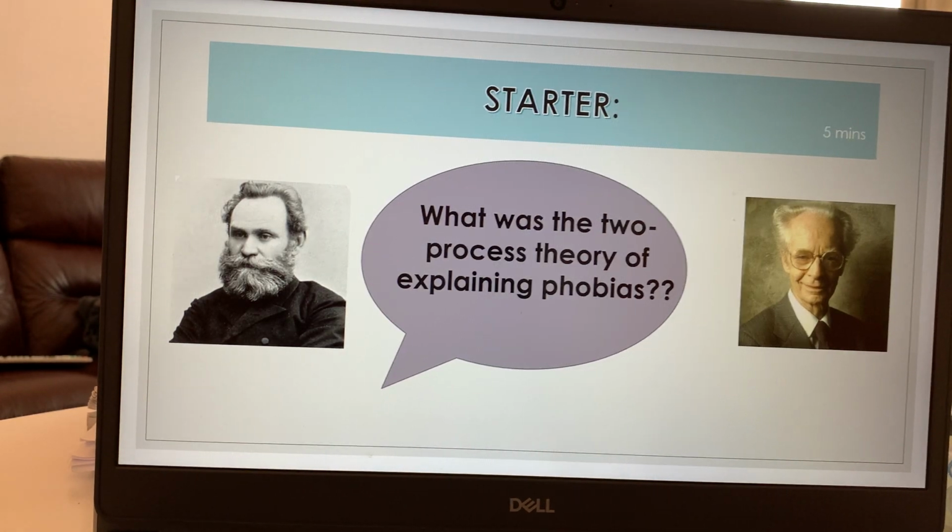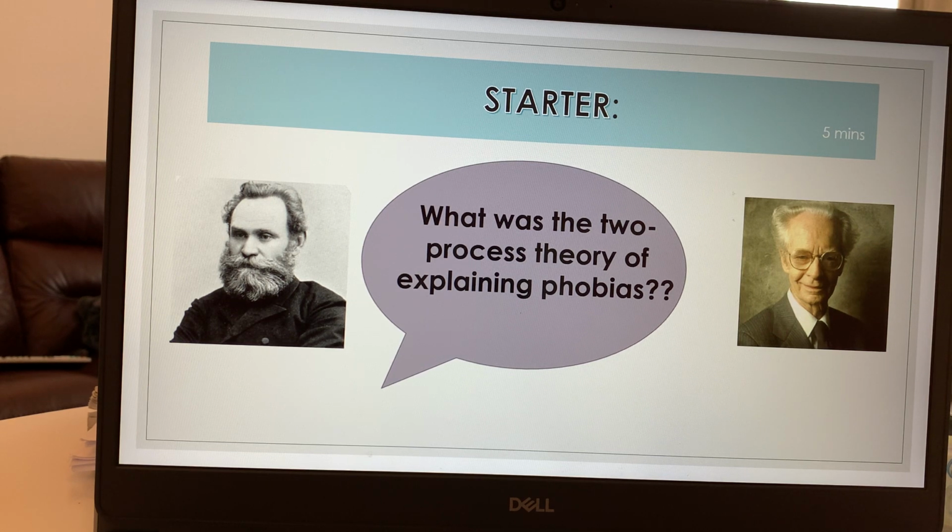So just recap to yourself, what was the two-process theory of explaining phobias? How did these two individuals and their theories come into play? And the answer to that is they are acquired through classical conditioning. So you learn by association, and then it maintains over time using operant conditioning, mainly negative reinforcement. So you're avoiding that situation, which means that it's continuing.